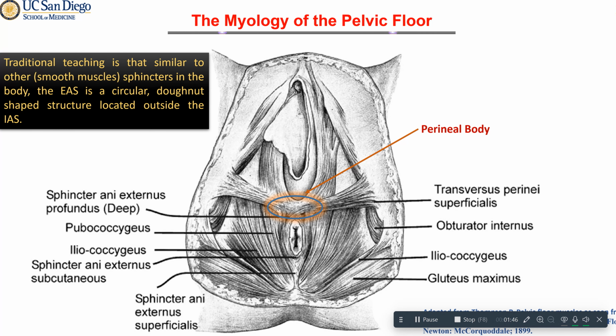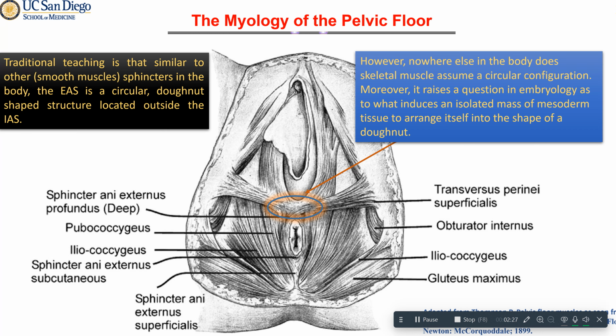So this is the actual schematic from 1899 of the pelvic floor, the myology of the pelvic floor. The traditional teaching tells us that, similar to the other smooth muscles, the sphincter muscles in the anal canal, the external sphincter, as you can see here, is a circular donut-shaped structure located outside the internal anal sphincter. The point of tension is right here, the perineal body. Nobody really knows, is it circular? Are the fibers crossing?